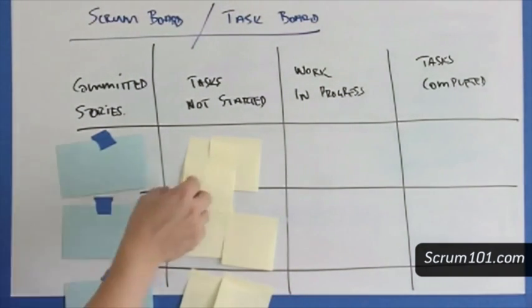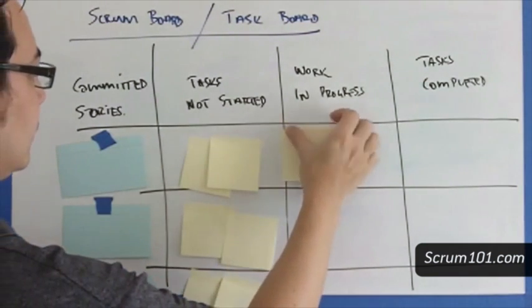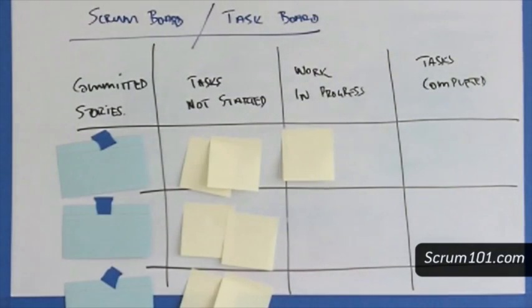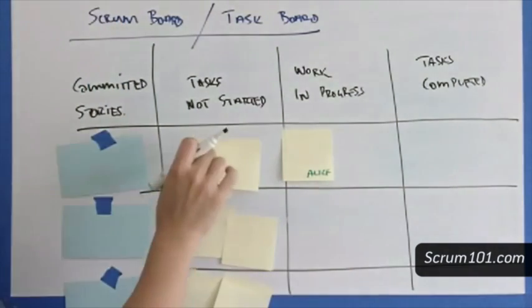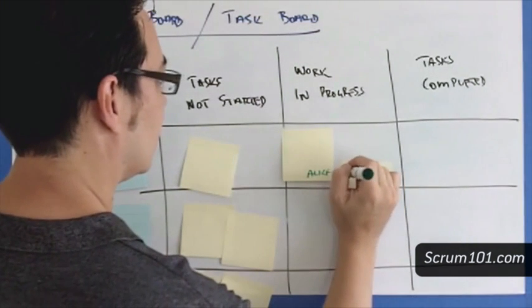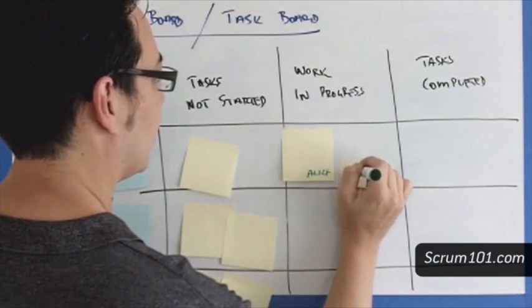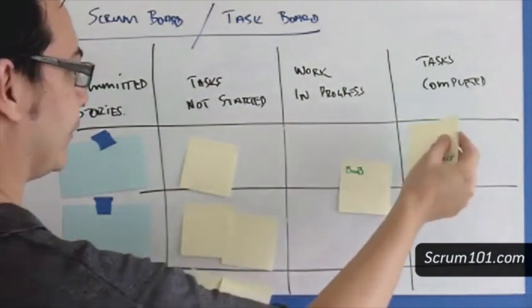Our team has 2 team members. Alice has no work to do, so she'll go to the task board and select some work from the task not started column and move it into the work in progress column. Similarly, Bob may also take work from the task not started column and move that to the work in progress column. The next day, Alice may have completed her task, so she'll move that task into the task completed column.